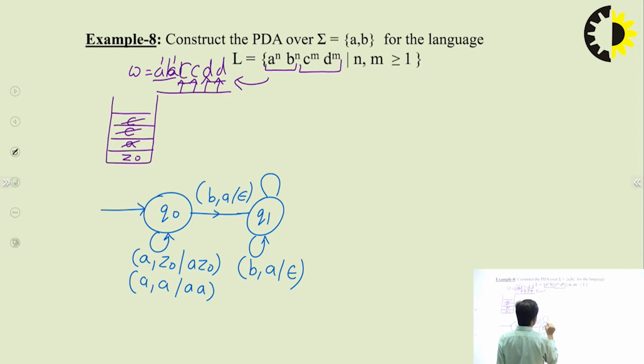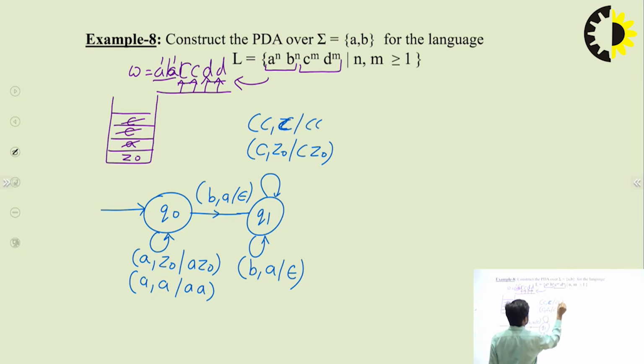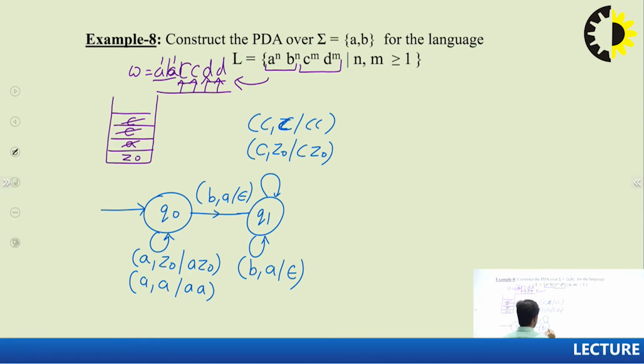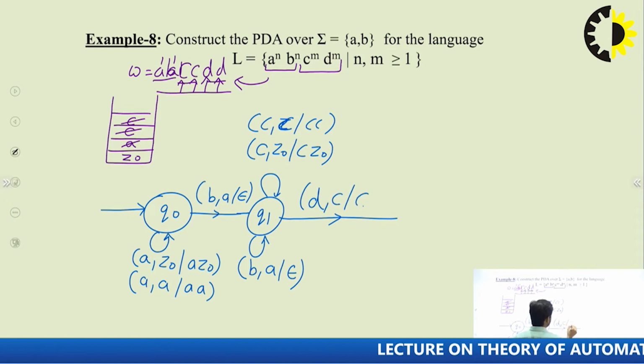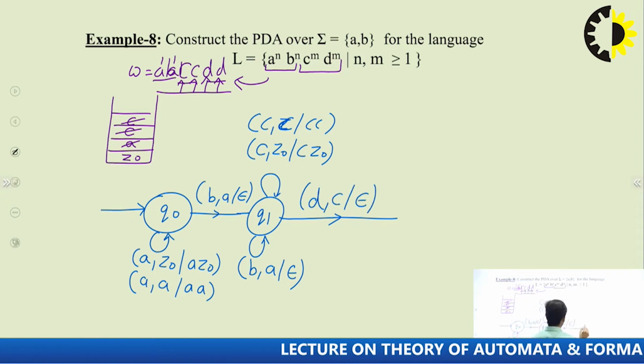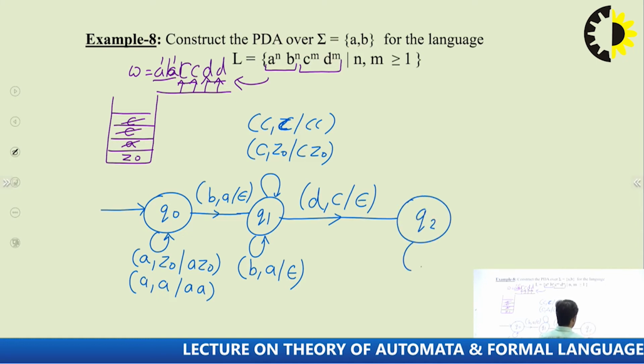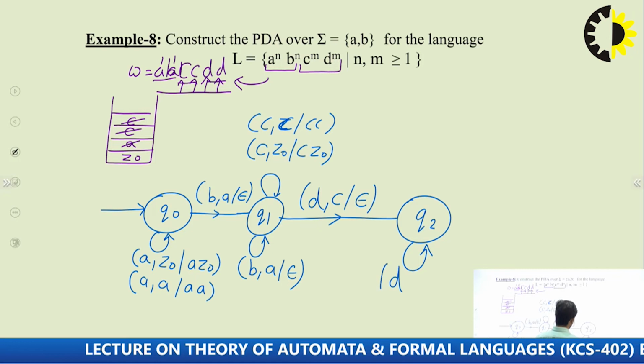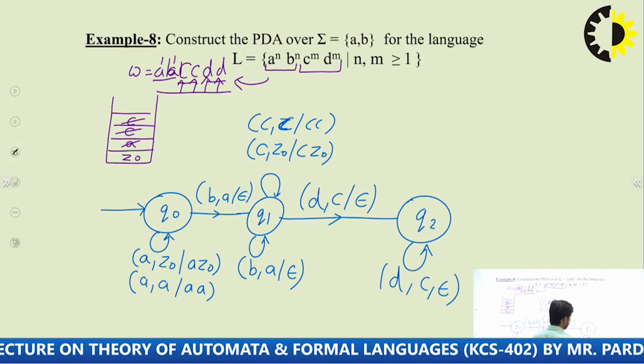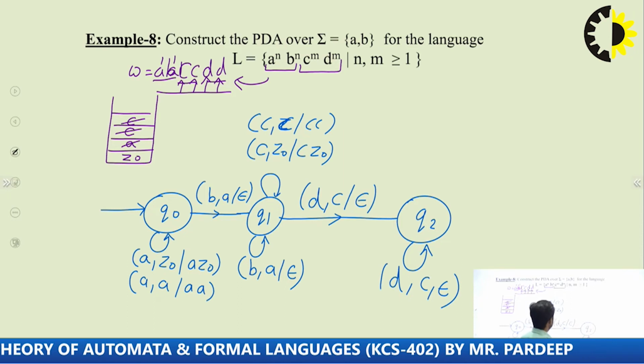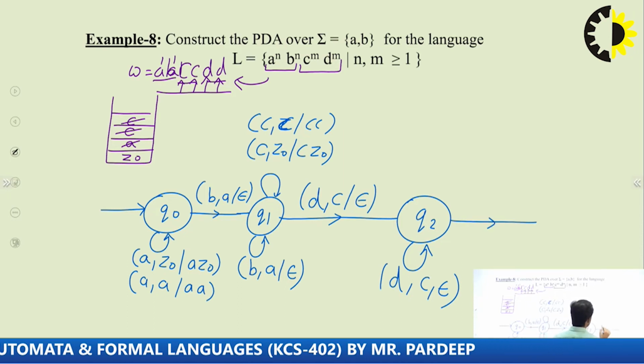Now C will come into the picture. The input is C, the top of the stack is Z node, we push C Z node. The input is C, the top of the stack is C, and we push C. Okay. Now D is the input, the top of the stack is C, we keep on popping C. Okay, and I will reach state Q2. Now the input is D, the top of the stack is C, we keep on popping C. Okay, now all C and D will be over.